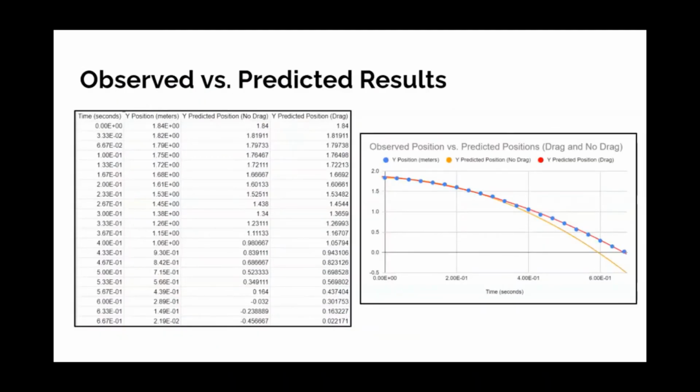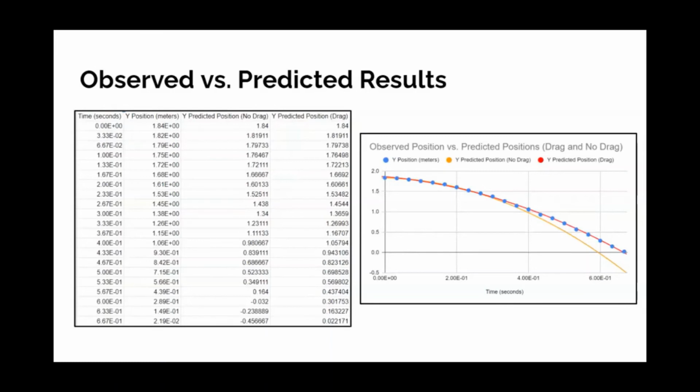After creating the models, I entered all the predicted data and observed data into a spreadsheet and graphed it to compare all the positions. Blue represents the observed position, orange is the predicted position without drag, and red is the predicted position with drag. The observed and predicted position with drag align almost exactly, with a little discrepancy around the time of 0.4 seconds, which I will assume was caused by human error measuring the observed position in Tracker.